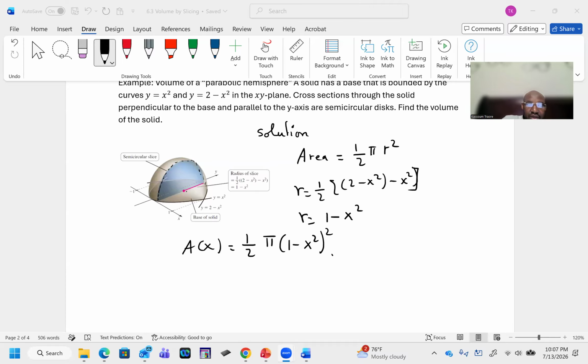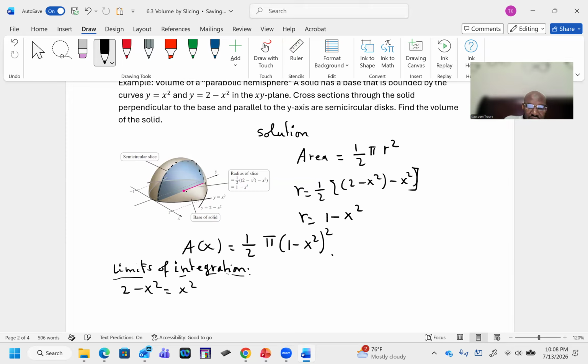For now, we need to find the limit of integration. So you can see the intersection. Let me write again. Limit of integration, which is the intersection of the two curves, right? The intersection of the two curves, which is 2 minus x squared is equal to x squared.